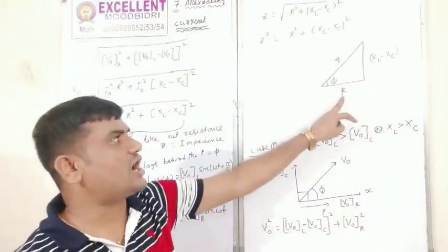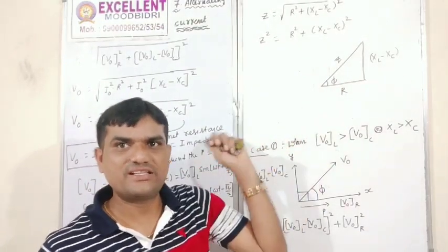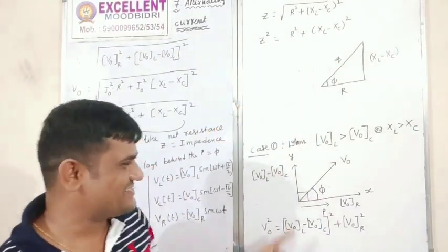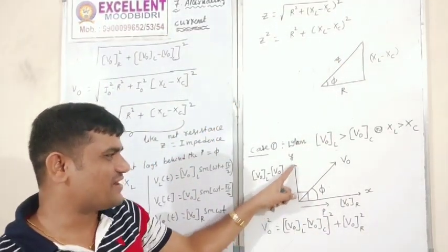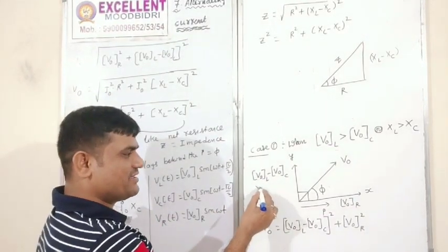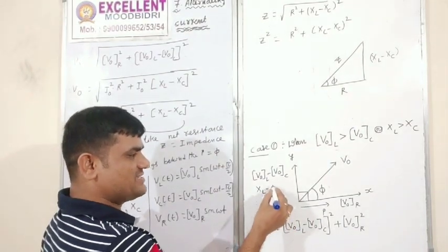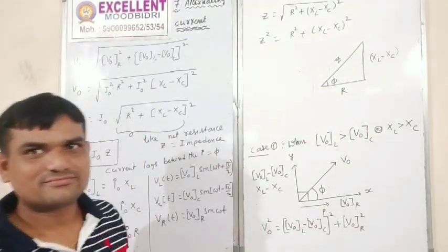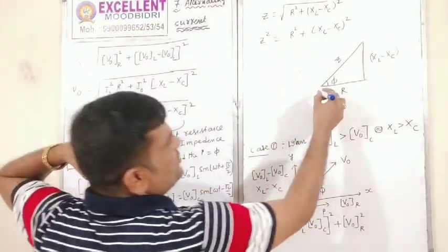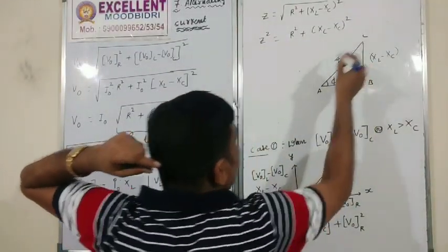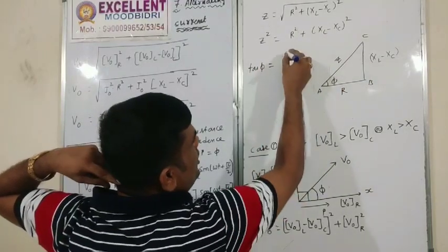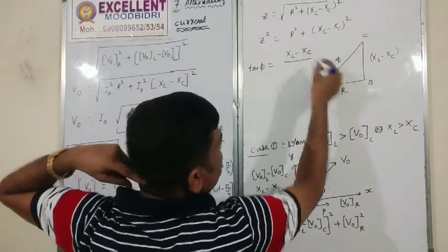Z square is equal to R square plus this one. Why sir, you take it there only? Don't ask like that. Because of the formula here. This is the y-axis: VL and VC, correct? That means XL minus XC. Y-axis, this is parallel only. Therefore phi. So now, in triangle ABC, what can we write here? Tan phi. Tan phi is equal to opposite side by adjacent side.